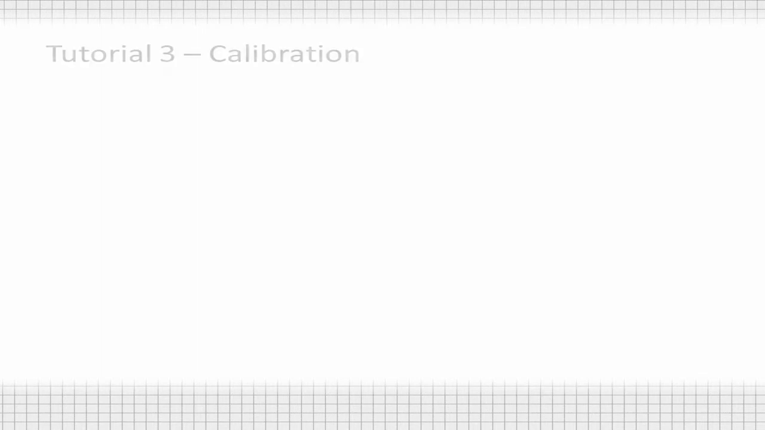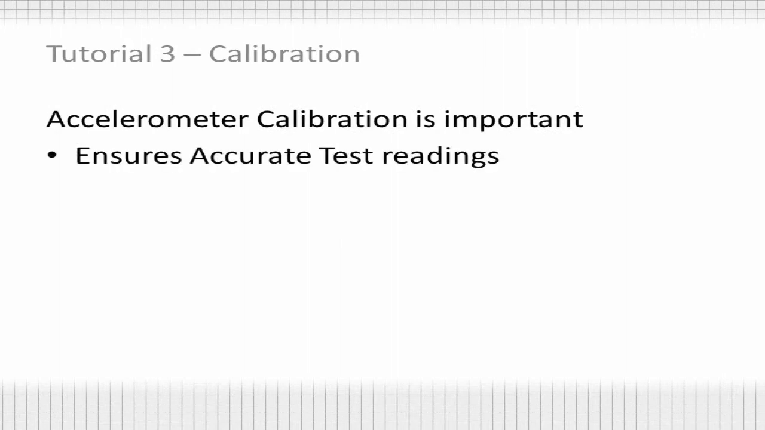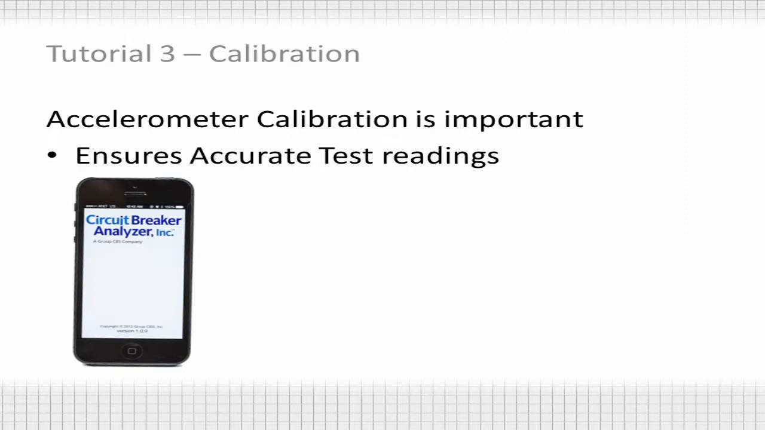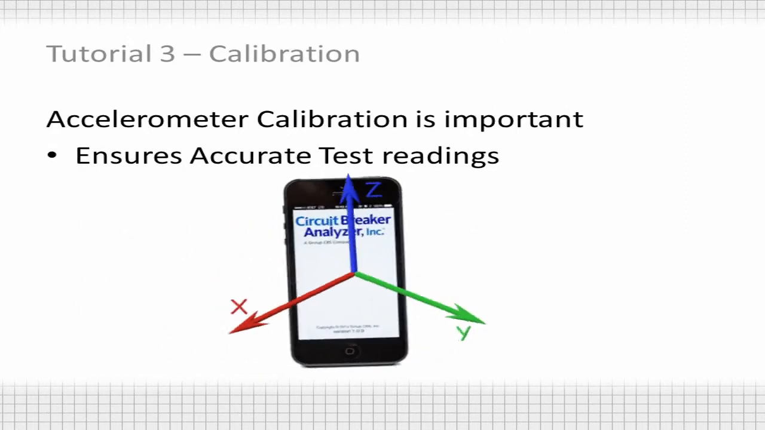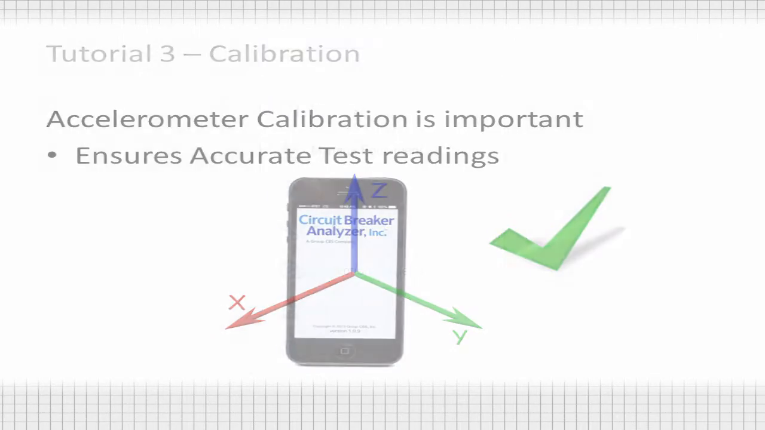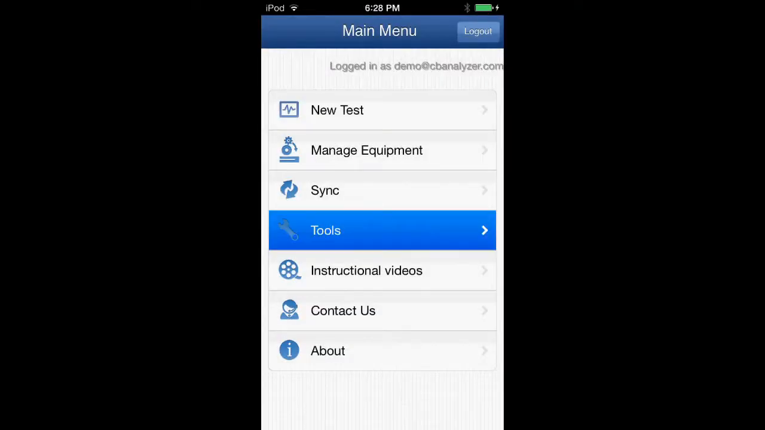In this video, we will be providing an overview of the calibration check tool in the CBAnalyzer system. Regular calibration of the accelerometer in your eye device is important to ensure accurate readings. The CBAnalyzer app includes a built-in calibration tool to check the calibration of the accelerometer built into the iPhone and iPod Touch. To calibrate your eye device, open the CBAnalyzer app and select Tools on the main menu.